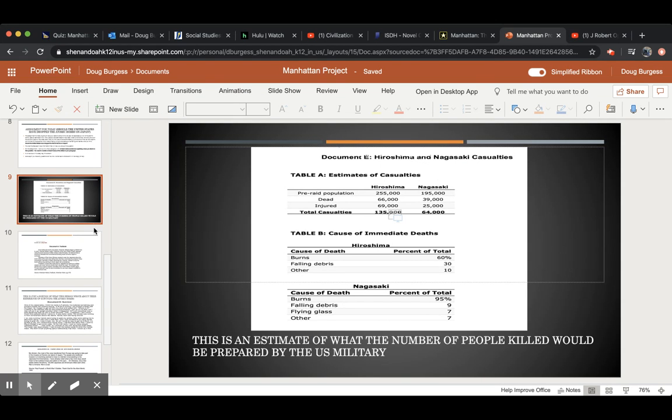What you're looking at here is the first document. This is a table giving you the estimated number of people who might have been killed by these atomic bombs. So the first part, table A, shows you the pre-raid population of each city, so how many people lived there before the bombings, and how many people they thought would be either killed or injured by the atomic bombs. And then table B is how they thought most people would die or be injured. They broke it down by a percentage in this case. So that is the first one.